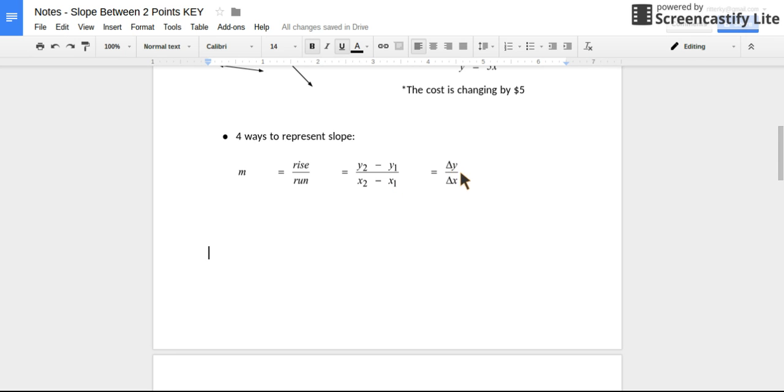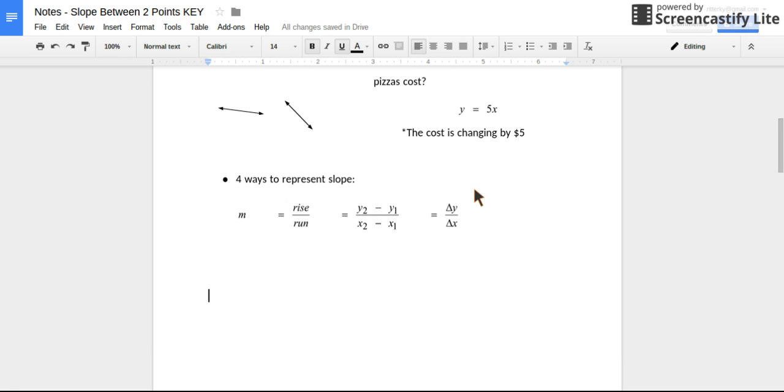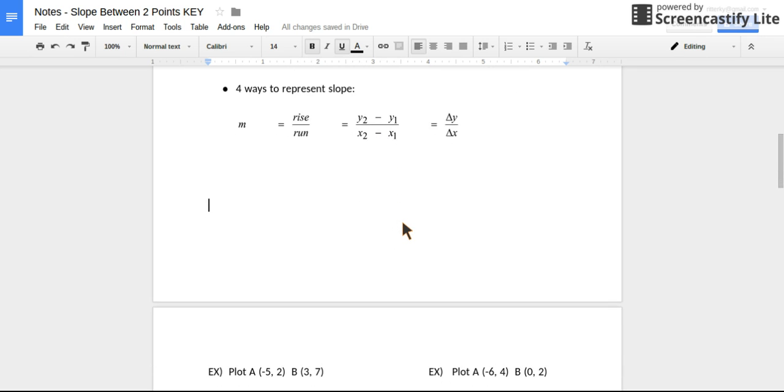We could also talk about rise as being the change in our vertical or the change in our height. And that is represented by subtracting our y coordinates. The run is describing the horizontal change or a change in our x values. And that can be evaluated by subtracting our x coordinates. So this is our slope equation, y2 minus y1 divided by x2 minus x1. And we're going to use that to find the slope between 2 points.